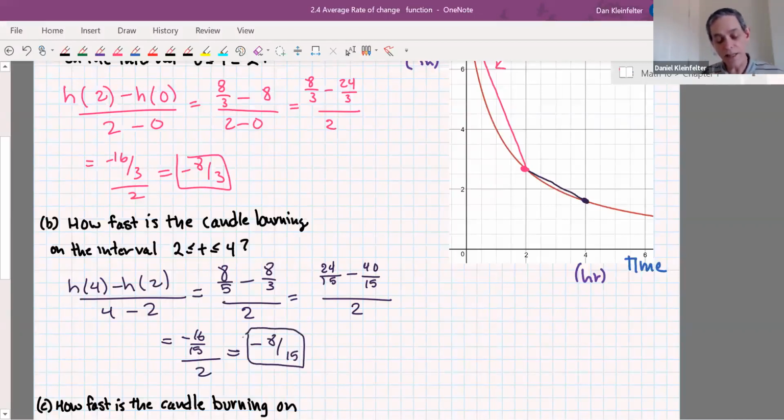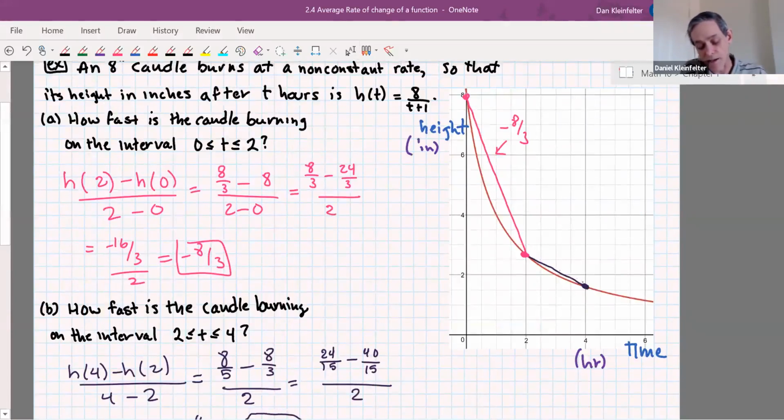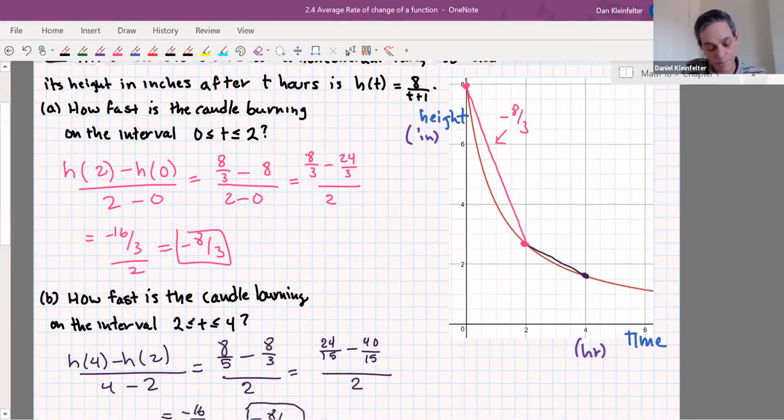Okay, so that is still negative, which makes sense. The candle is getting shorter over time, right? As time increases, the length of the candle decreases. But 8/15 is smaller than 8/3, or smaller in absolute value than 8/3 is. And that makes sense if you take a look at the graph, that the function is less steep between 2 and 4 hours than it was between 0 and 2 hours.